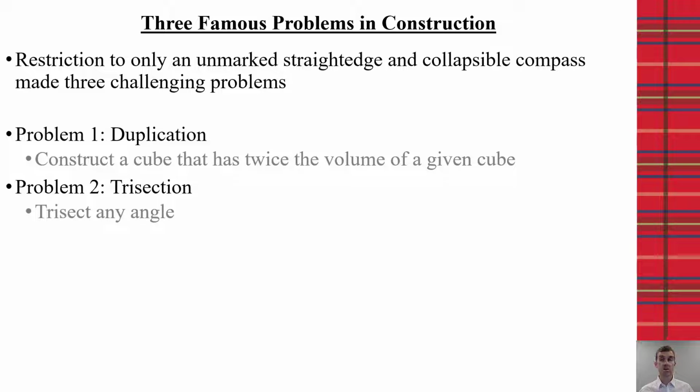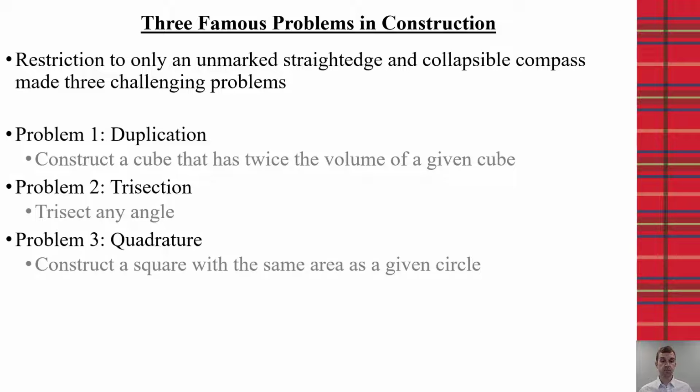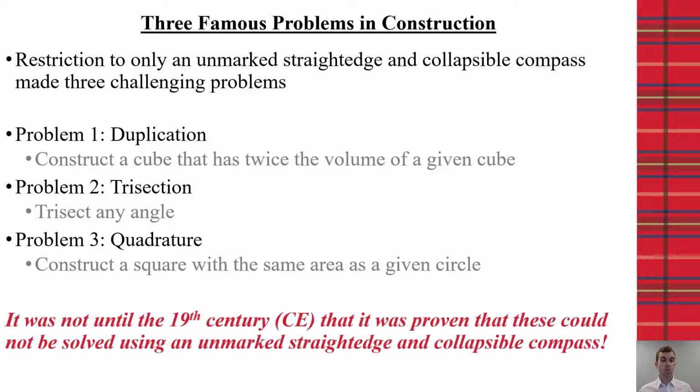The second one is called trisection. Here we're trying to trisect any angle, and honestly they were trying to multisect any angle, but they started with trisection. And the third one was called the quadrature of a circle. With the quadrature, you're trying to construct a square that will have the same area as a given circle. With all of these, the whole key component is that it had to be done with these Euclidean tools.